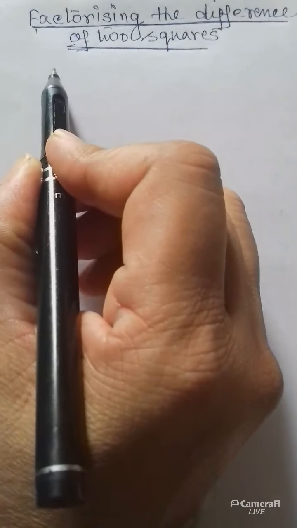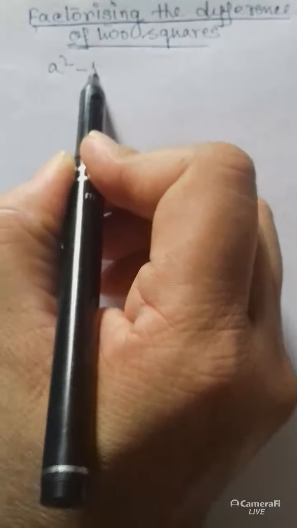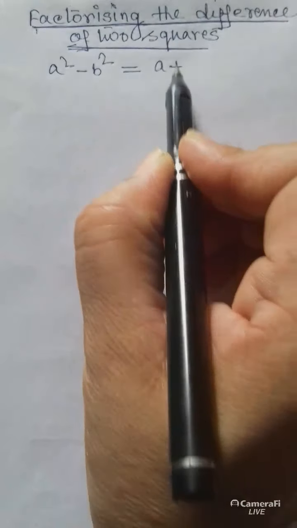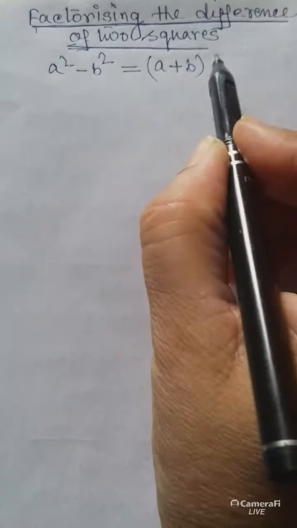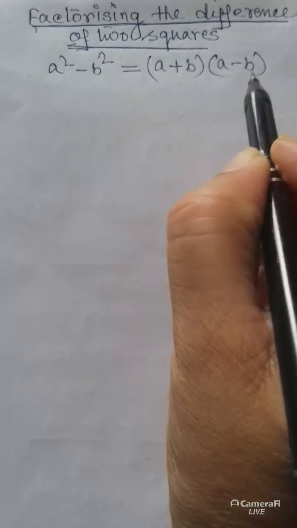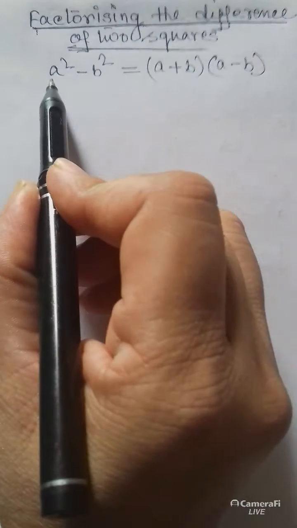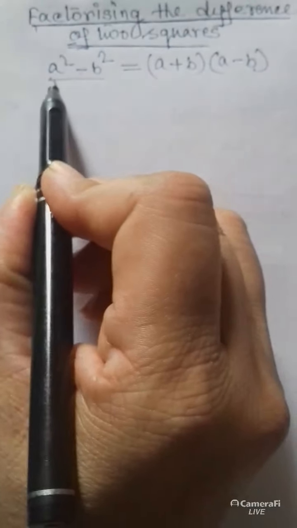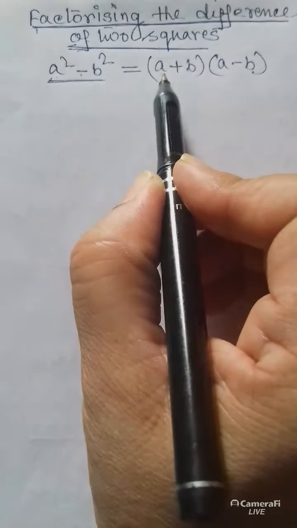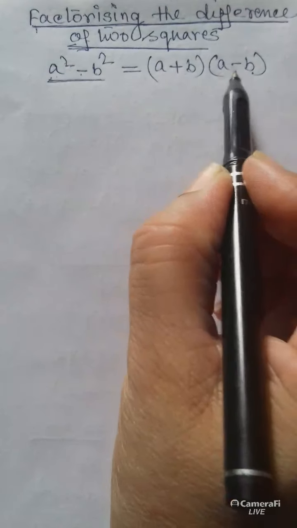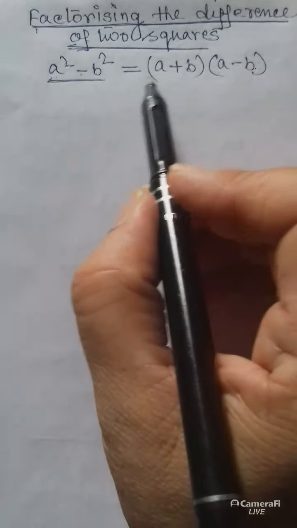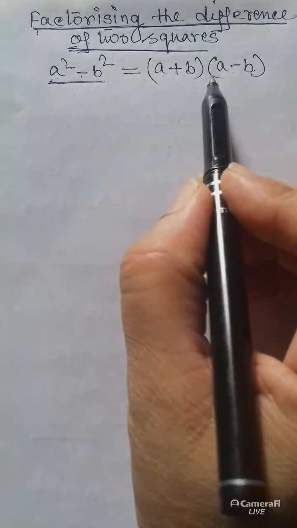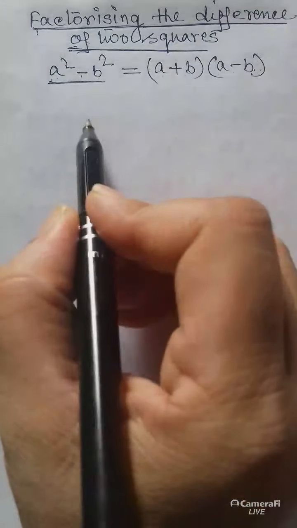Difference of two squares means a square minus b square equals a plus b into a minus b. This is the formula. We have already learned this identity: a square minus b square equals a plus b into a minus b.